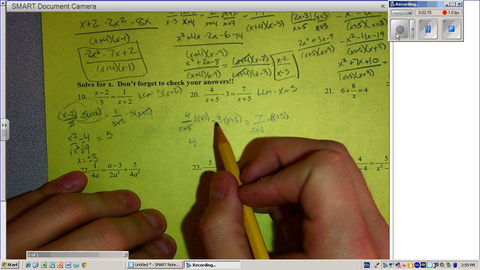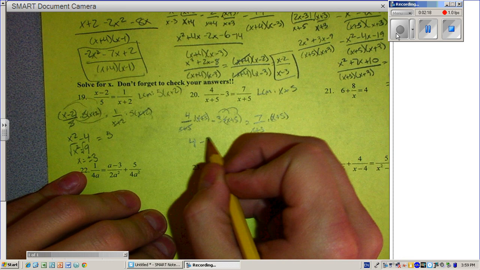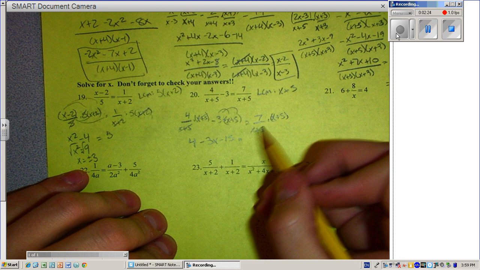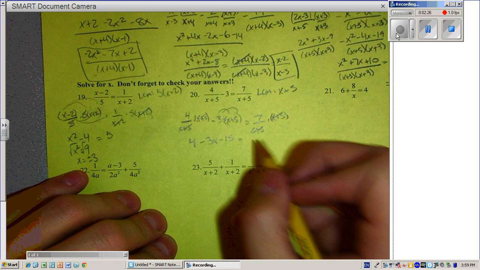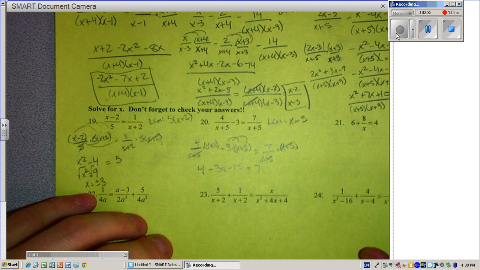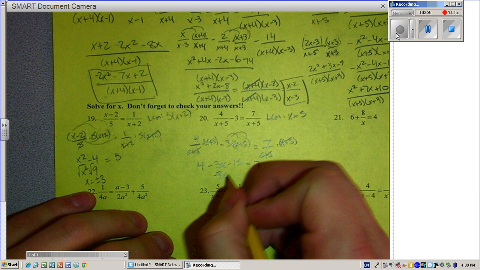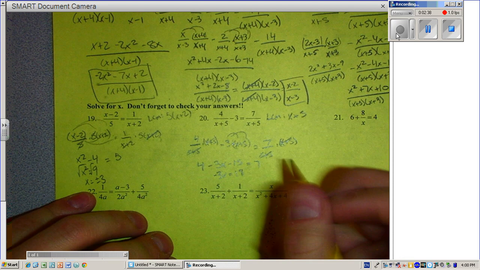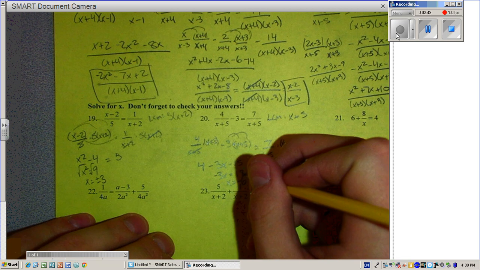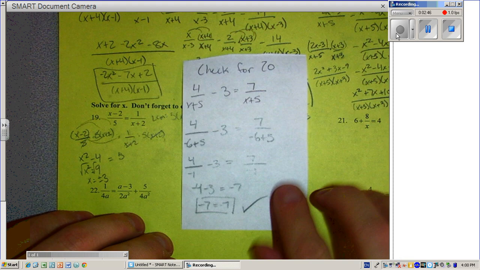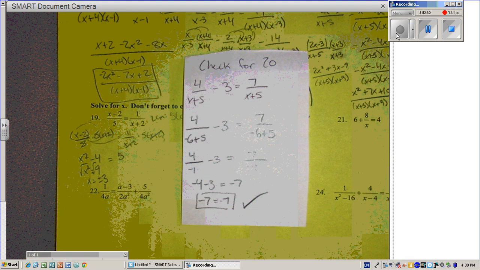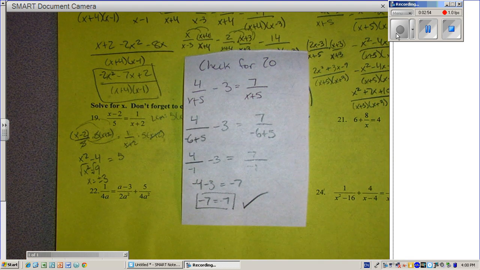I need to distribute this negative 3 to x plus 5, which gives me negative 3x minus 15. Equals, you see the x plus 5 over x plus 5 reduces, and I'm left with 7. Now I'm just going to solve for x. If you do that, you're left with negative 3x equals 18, and I get x equals negative 6. Now I'm going to take that negative 6 and check it, just like I did here. Plug negative 6 wherever I see an x. You'll see that simplifies to negative 7 equals negative 7, which is a true statement.